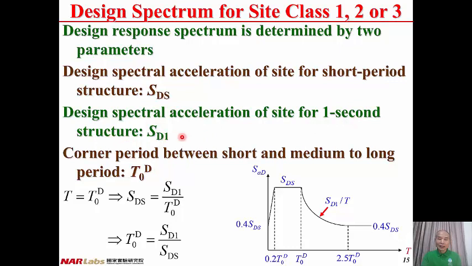And the boundary between short period and medium to long period is called the corner period between short and medium to long period, T0D. If we look at the period to the left of T0D, it is a constant equal to SDS. If you look at the period to the right of T0D, it is equal to SD1 divided by T0D. Because of the continuity of the design response spectrum, SDS equals SD1 divided by T0D. Then we move T0D to the left hand side of the equation and SDS to the right hand side. Then we have T0D equal to SD1 divided by SDS. Therefore, T0D is not an independent parameter, and it is determined by SD1 and SDS.